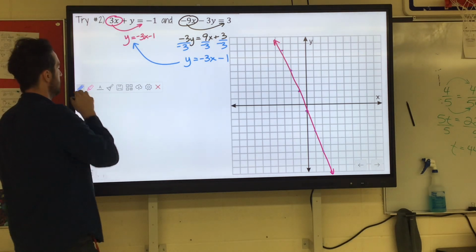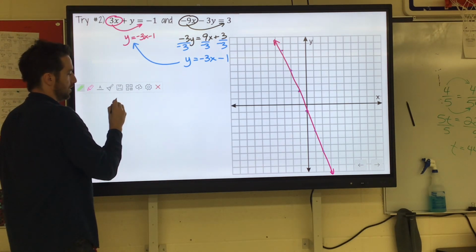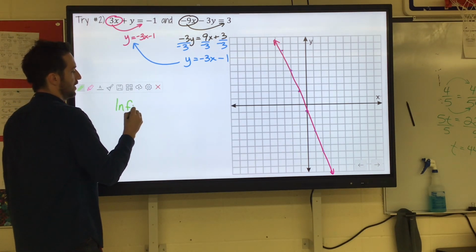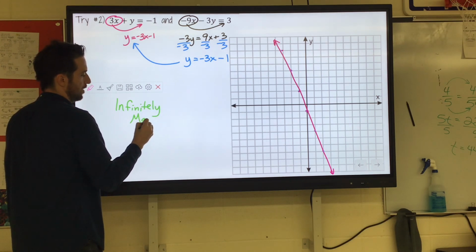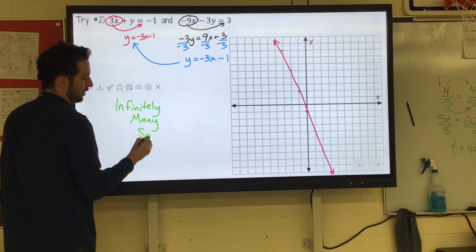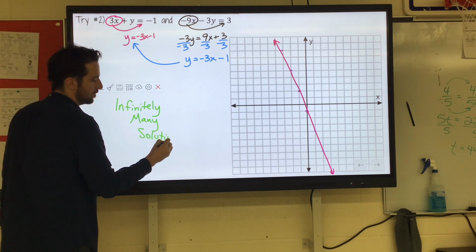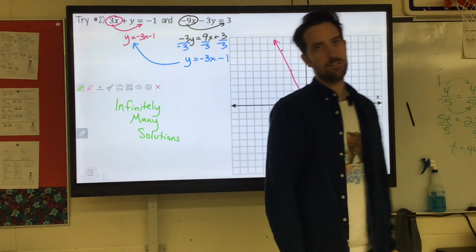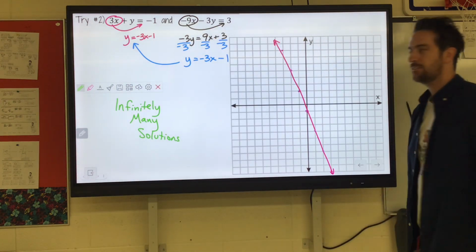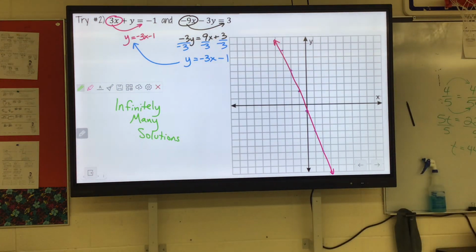So that's where we say IMS, which again stands for infinitely many solutions. Now you could always just write IMS in this class. You don't need to write infinitely many solutions. Look, that's it. We just graphed some systems. How cool is that?